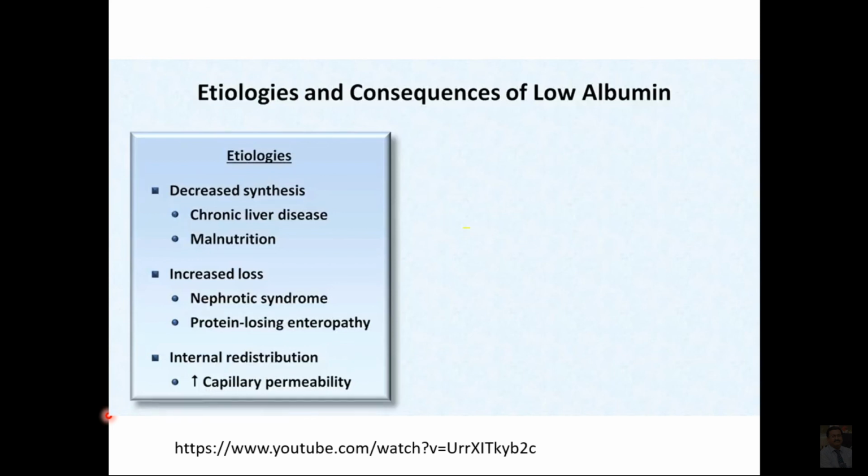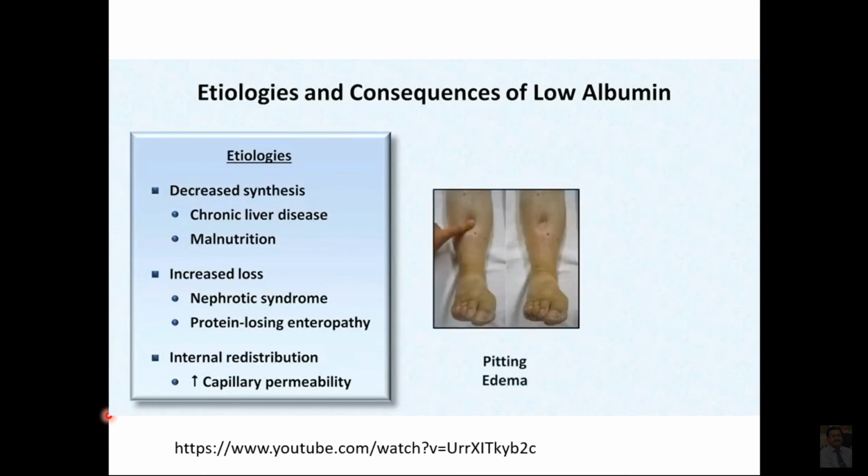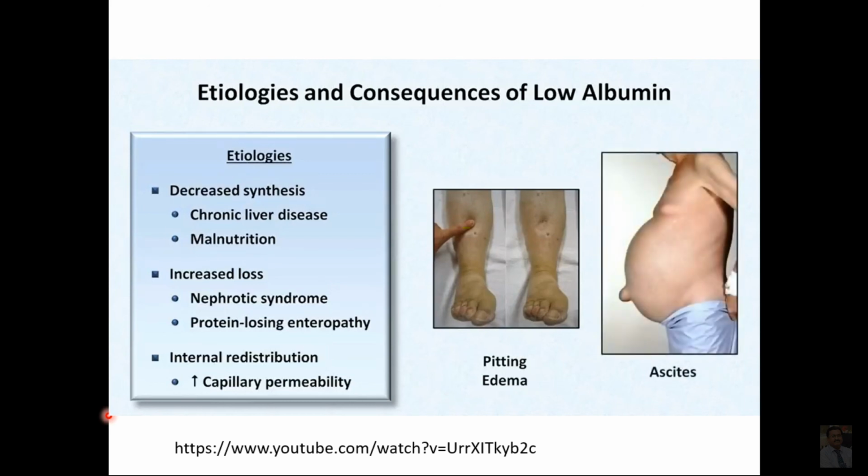The consequence of a low albumin is related to fluid leaking into the interstitial space. So in the legs, we would see pitting edema, in which firm pressure applied to the subcutaneous tissue leaves an impression. And in the abdomen, it can contribute to the development of ascites, which is fluid accumulation in the peritoneal cavity.